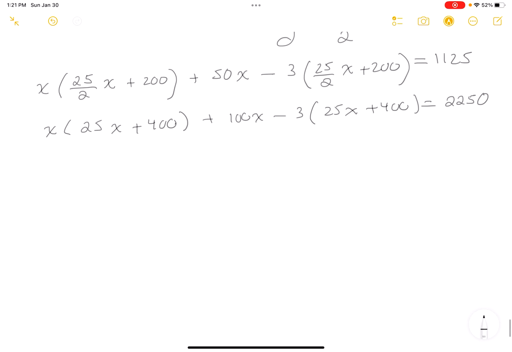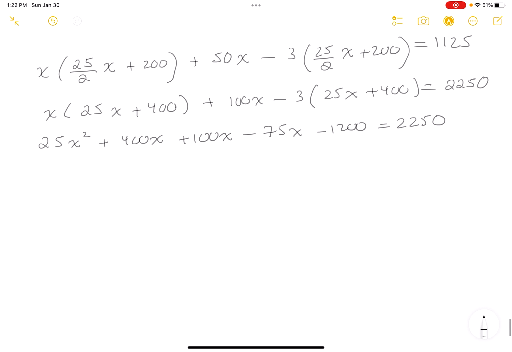Oh boy, I got more work to do. So what do you get? 25x squared plus 400x plus 100x minus 75x minus 1200 equals 2,250. And yeah, I hate to say, for a lot of students, and myself included, sometimes I get frustrated and say, is this ever going to stop? And I got to look at it. I can't keep going. So what do you get?